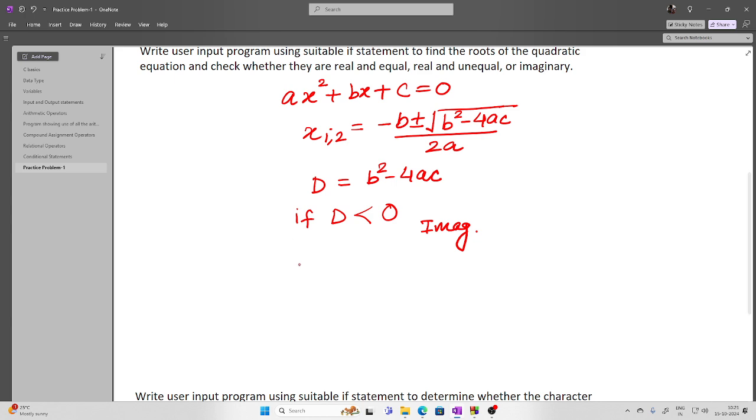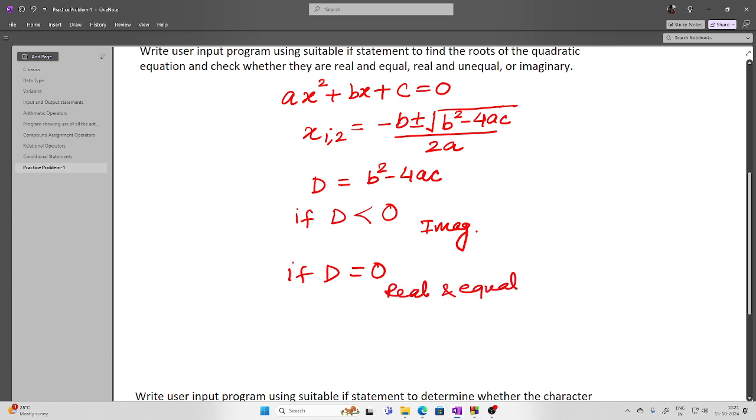Again, if discriminant comes out to be 0, then what? If this portion becomes 0, then both the roots will have a value of minus b by 2a. So roots are real and equal. And the value of roots in that case will be x1 and x2 both equal, and they will have a magnitude of minus b by 2a.